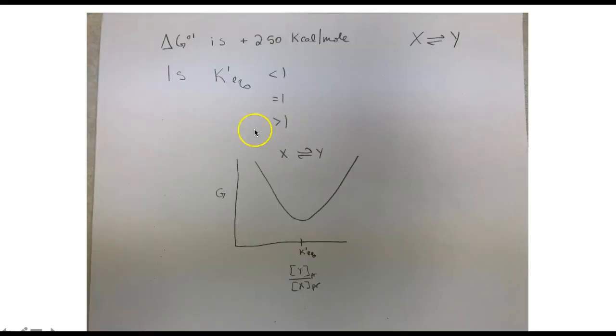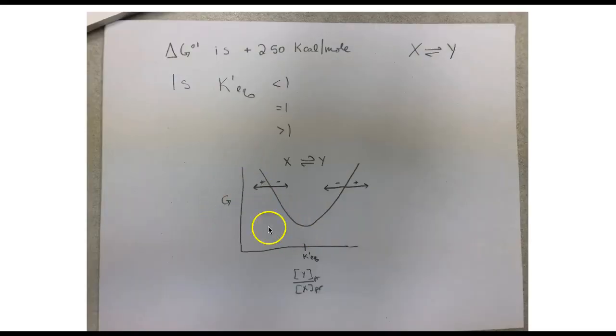And here's one way that we can do this. So here we have plotted the free energy of our system on the y-axis and all possible ratios of product to reactant, Y to X. The system has the lowest free energy when it is at equilibrium. Now, one thing that might help you is to pick a point to the left of the equilibrium constant, to the right of the equilibrium constant, and determine what the sign of delta G would be moving forward or reverse at either of those points.